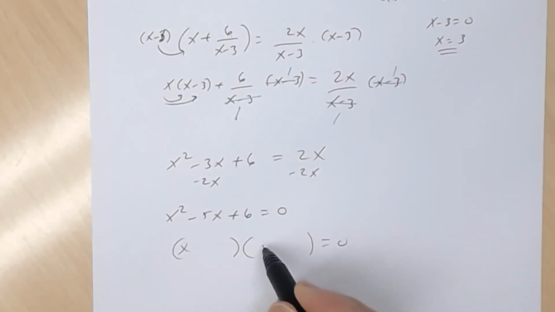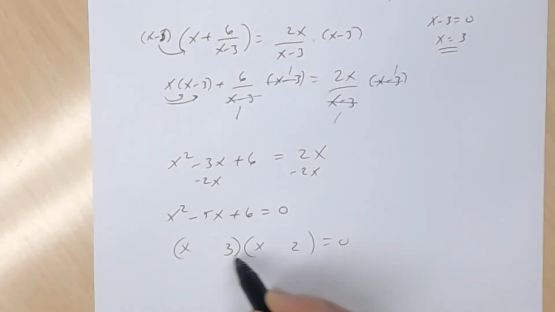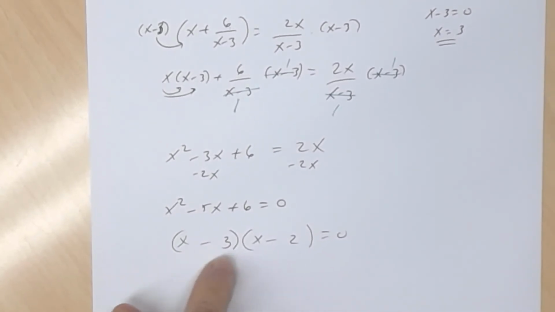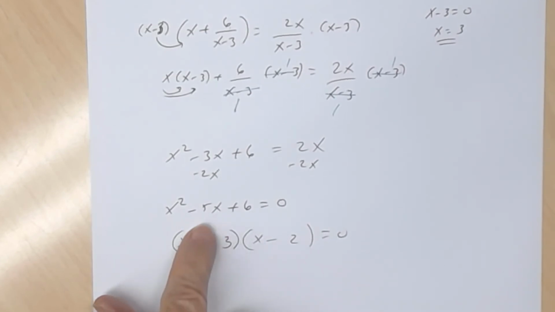All right, so when I factor, I'm going to get 3 and 2 and both negative. So let's just check. X times x is x squared. The outer is a negative 2x. The inner is a negative 3x. When I add them up, I get a negative 5x. And a negative 3 times a negative 2 is a positive 6.